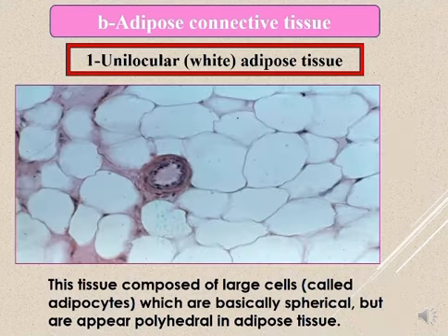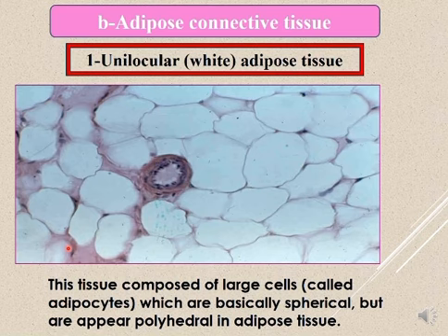Another type in the specialized connective tissue group is adipose connective tissue. There are two types: unilocular or white adipose tissue, and multilocular or brown adipose tissue. This tissue is composed of large cells called adipocytes, also called fat cells, which are basically spherical, but when they appear in tissue they appear polyhedral because they are packed together.